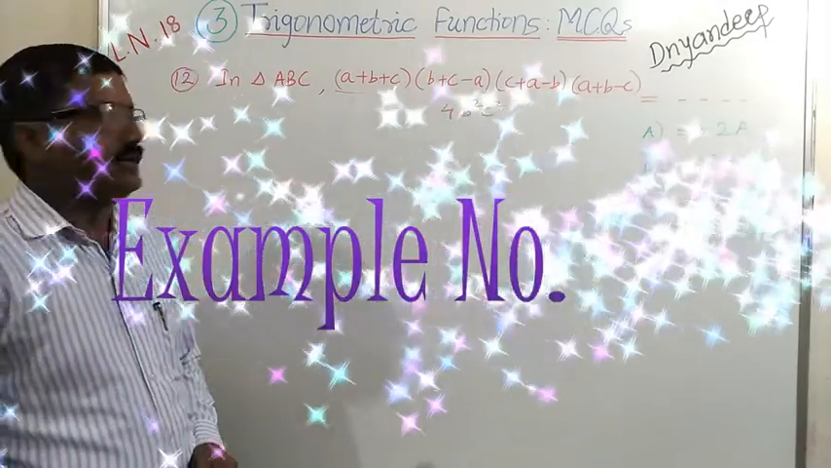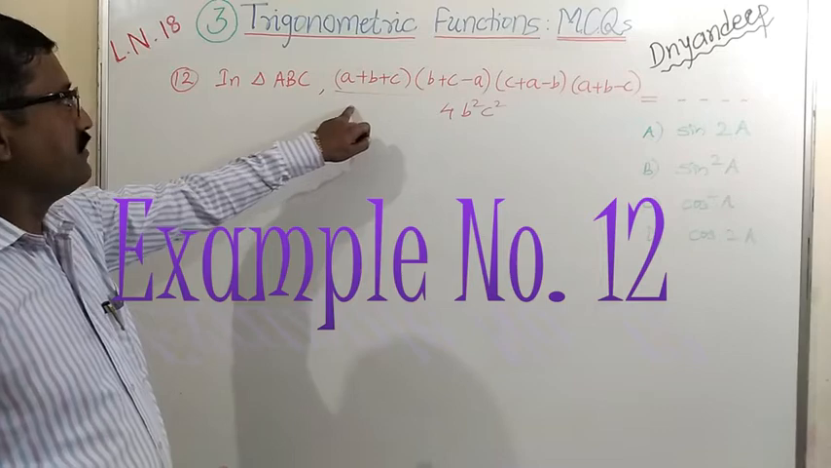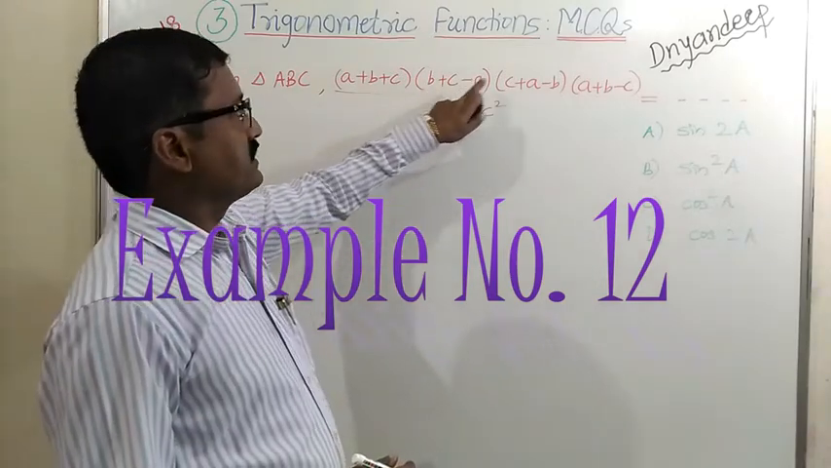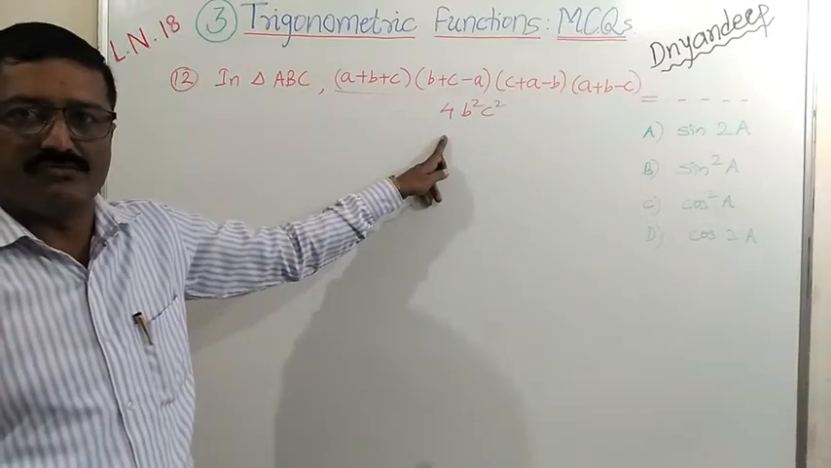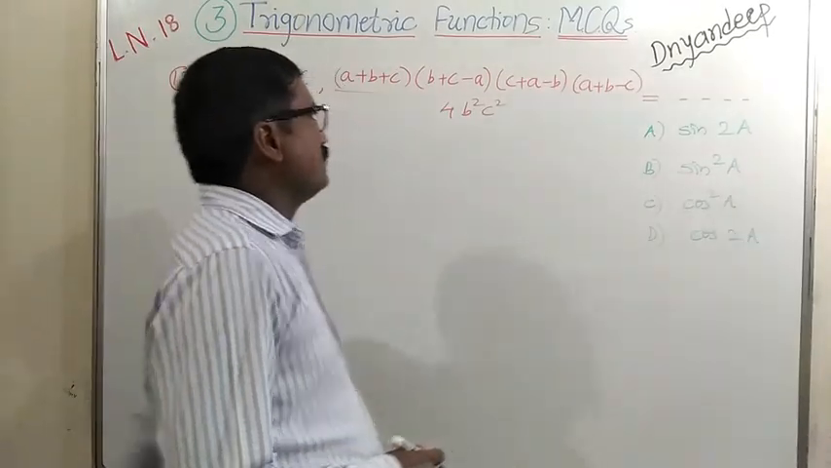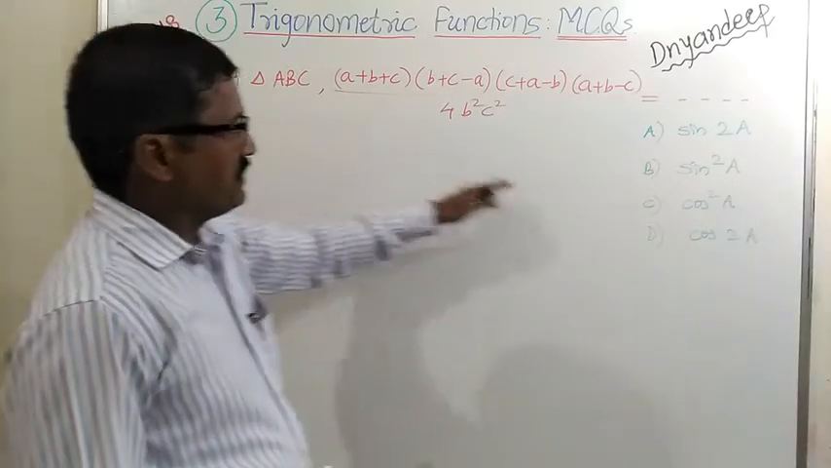Now let us see example number 12. In triangle ABC, (a + b + c)(b + c − a)(c + a − b)(a + b − c) upon 4b²c² is equal to. We have to find the value of this expression. Options are given.